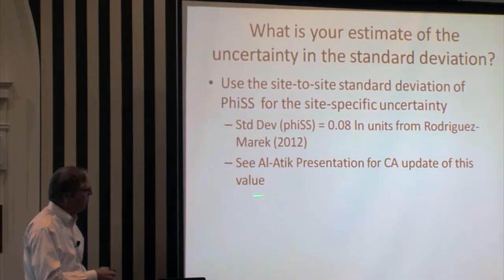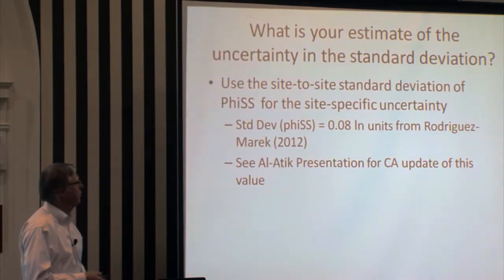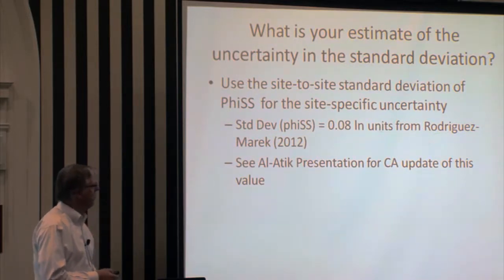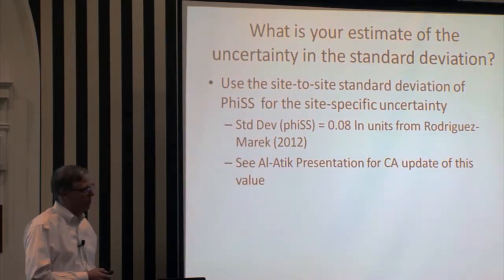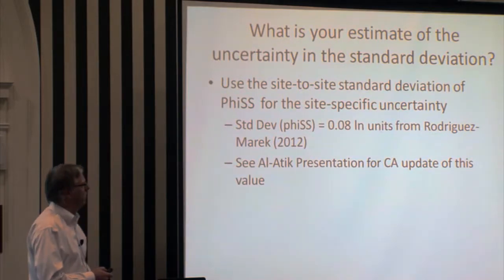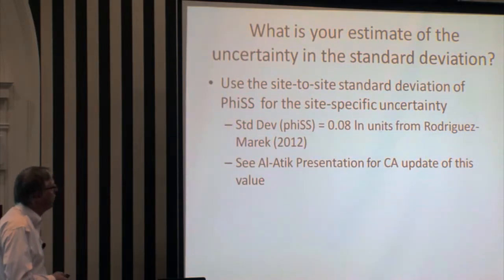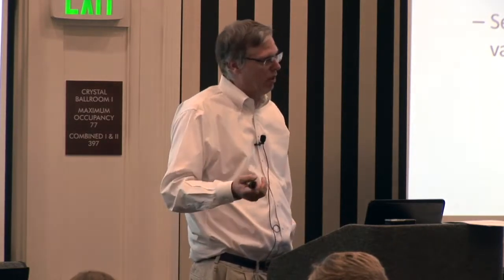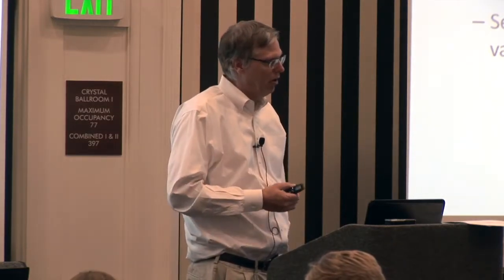Linda's going to be showing an update on this, but Adrian worked on this for the Swiss project, looking at a lot of data from Japan and in other areas. The standard deviation of that within-event term is about 0.08 natural log units, and that's what I would still be using here for that model. This then needs to be combined with the tau uncertainty terms. And that's it for me.